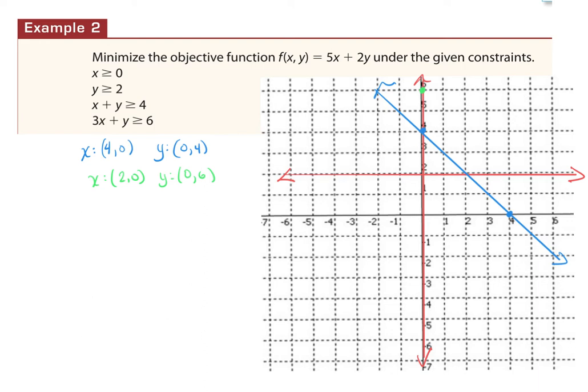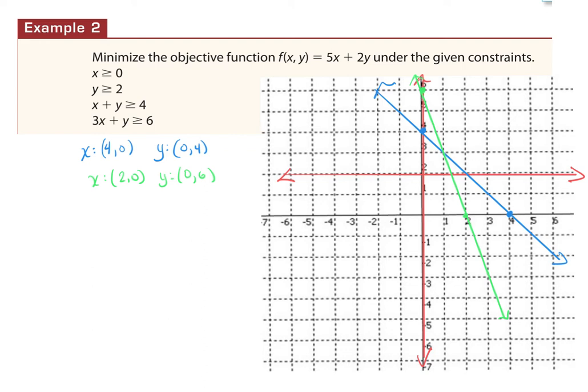So we have a y-intercept of 6, an x-intercept of 2. And we're going to say everything larger than that one as well. And so we get this graph here. And they want us to minimize this. So we need to find the vertices.